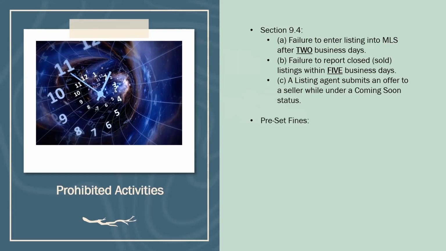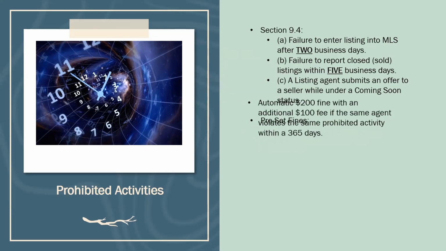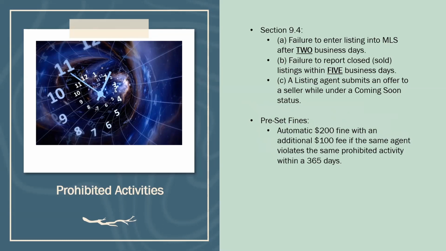The preset fine for a prohibited activity is an automatic $200 fine with an additional $100 fee if the same agent violates the same prohibited activity within 365 days. So let me put that in layman's terms. Let's say that I don't put a listing into the MLS within 2 business days. My first fine is going to come in, and it's going to be $200.